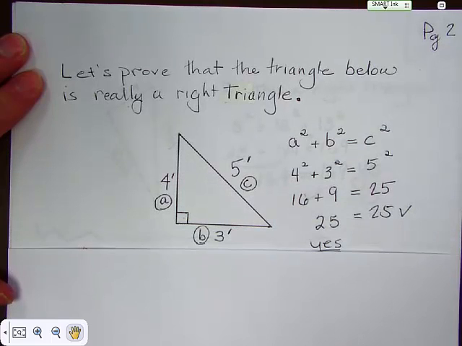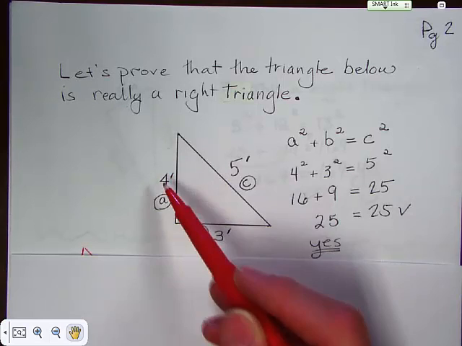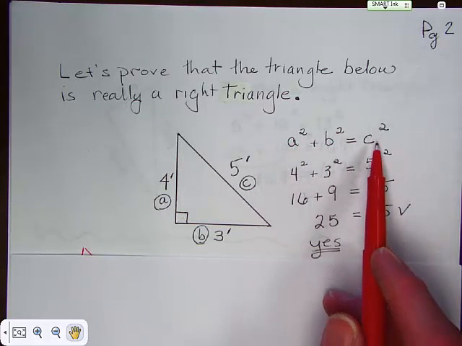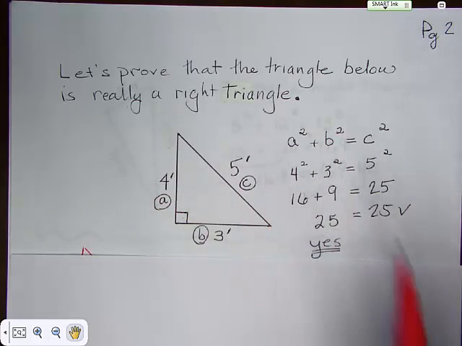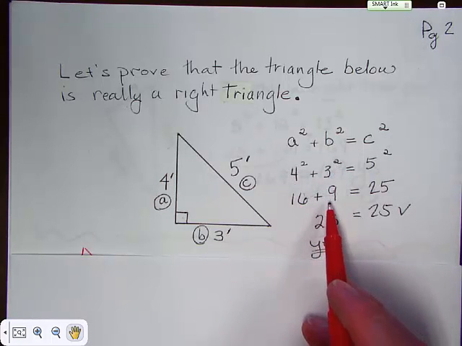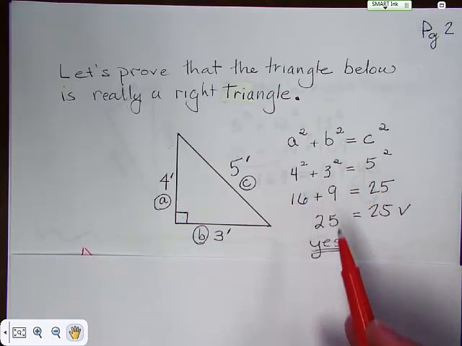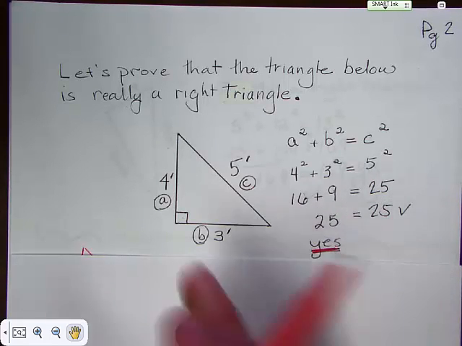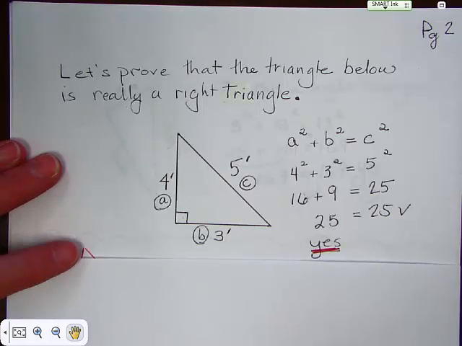First one to prove. Okay? So we have 4, 3, and 5. So 3 squared plus 4 squared equals 5 squared. There we go, we got it right. So 4 squared is 16, 3 squared is 9, 5 squared is 25. 16 plus 9 is 25. 25 does equal 25, so yes, this right triangle does fit the Pythagorean Theorem, so it definitely is a right triangle.